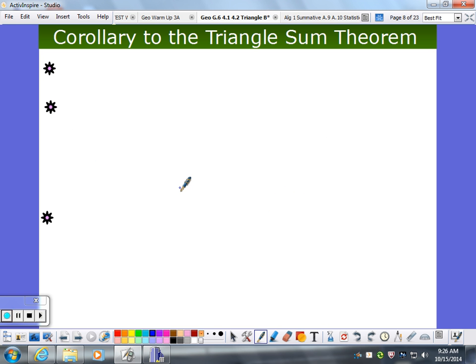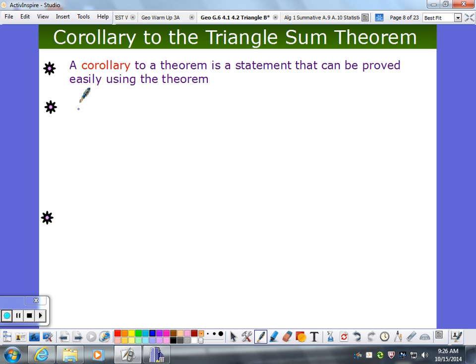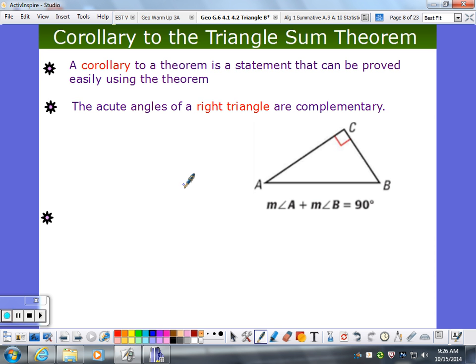Let's see, corollary. What's corollary? Now, I wrote here that it's a statement that can be proved easily using the theorem. It's like a natural follow-up. It follows by what we just said. So a corollary to the triangle sum theorem is one I can easily prove based on the previous one. And it says that the acute angles of a right triangle are complementary. So, you have a question? So basically the corollary is like the sequel to a theorem? Kind of. It follows naturally, or it follows easily.